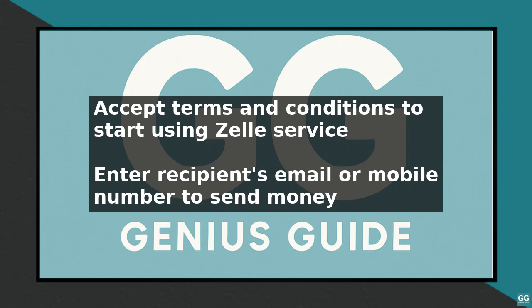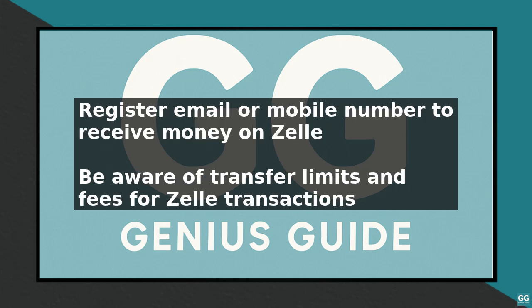When someone sends you money, you will receive a notification, and the funds will be deposited directly into your TD Bank account. It is essential to only send money to people you trust, as transactions using Zelle are typically irrevocable. Also, be aware of any transfer limits and fees associated with using the service. By following these steps and best practices, you can easily set up and use Zelle with TD Bank for fast and convenient person-to-person payments.